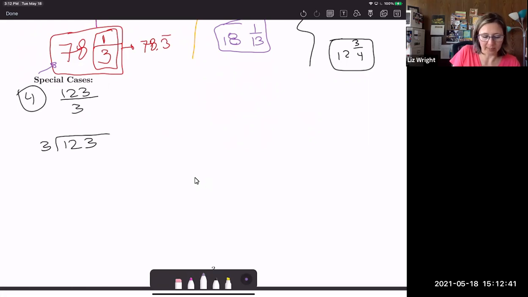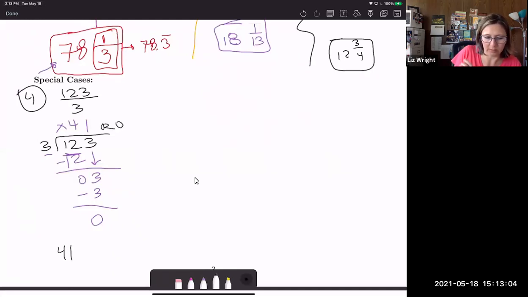Okay, so we say, does 3 go into 1? Nope. Does 3 go into 12? Yes, 4 times. 4 times 3 is 12. Subtract, bring down the 3. 3 will go into 3 one time. 1 times 3 is 3, and that gives me 0. So maybe your answer, we would be writing 41, and wait a second, my remainder is 0.